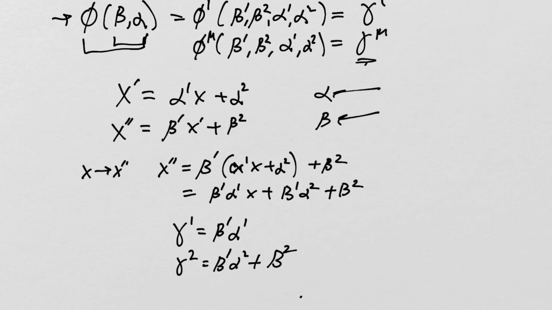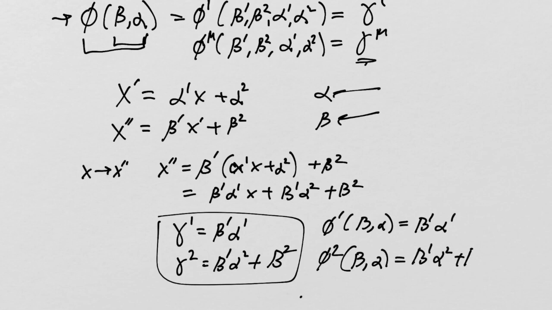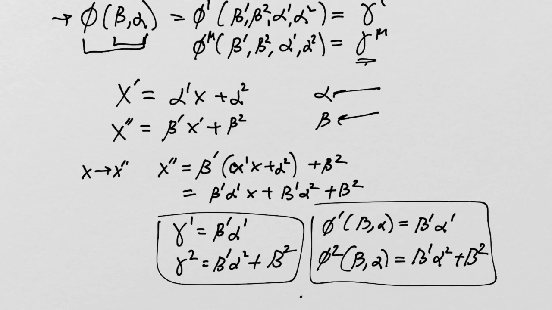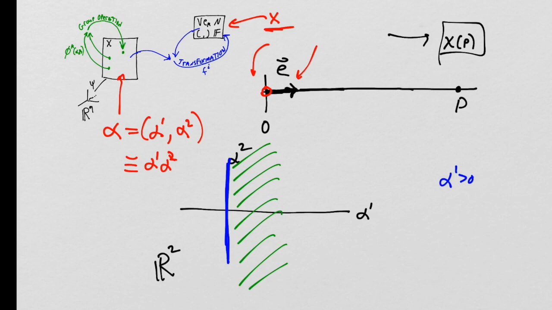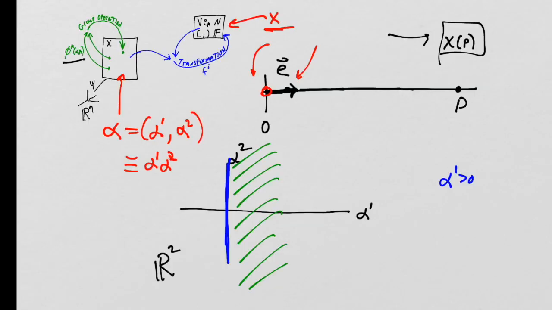So this is the answer, right? You should say phi 1 of beta, alpha is going to equal beta 1 alpha 1. And phi 2 of beta, alpha is going to equal beta 1 alpha 2 plus beta 2, right? And that is our defined function phi. So we have now created phi. We've got it. Phi is what I just figured out over there. So now what about f? Well, f we already knew. We kind of figured it out right in the middle of everything, right when we did this calculation. Where was it?